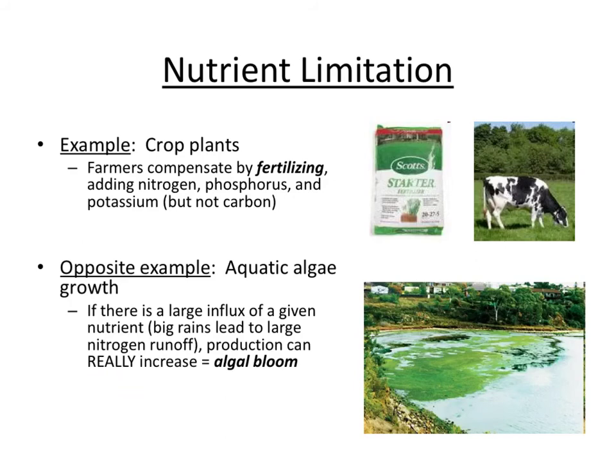Alright, so an example of limiting nutrients is with crop plants. When a plant is growing, it can very often turn into a situation where the soil does not have enough of a certain nutrient for the plants to grow well. This is especially true year after year. So if a farmer's been growing corn on a given plot of land for 10 years, that corn is eventually going to start to sap the nutrients out of that soil. The same would be true for your lawn at home.